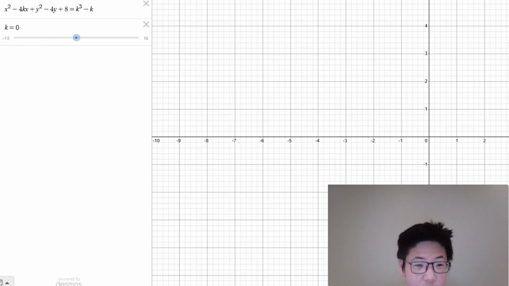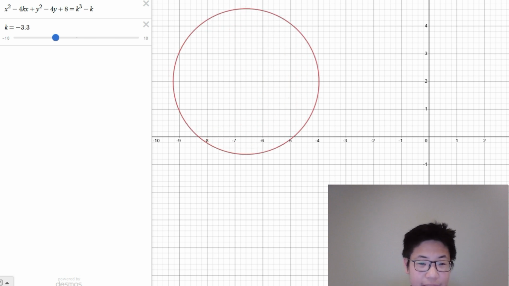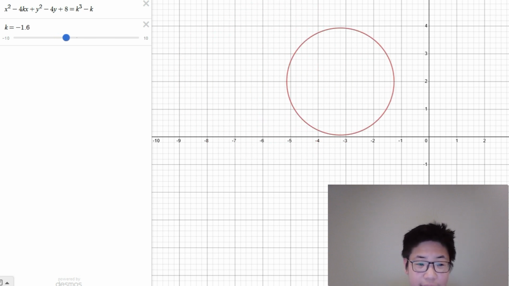And to prove this to you, I'm going to use the Desmos graphing calculator. As you can see, k equals 0. Now, if we move all the way back to negative 10, we don't see any circle. However, if we go to negative 4, then you will see a single point. Then the circle will increase in size until it goes to negative 1. Then it collapses to a single point again.